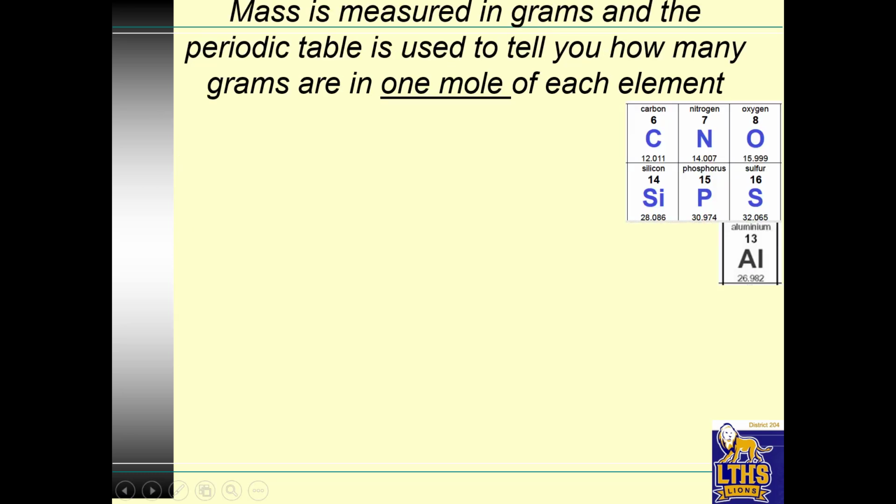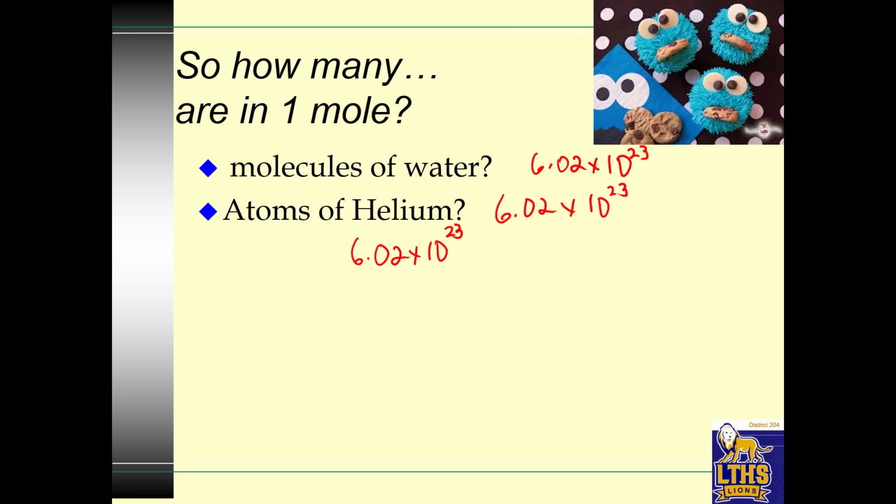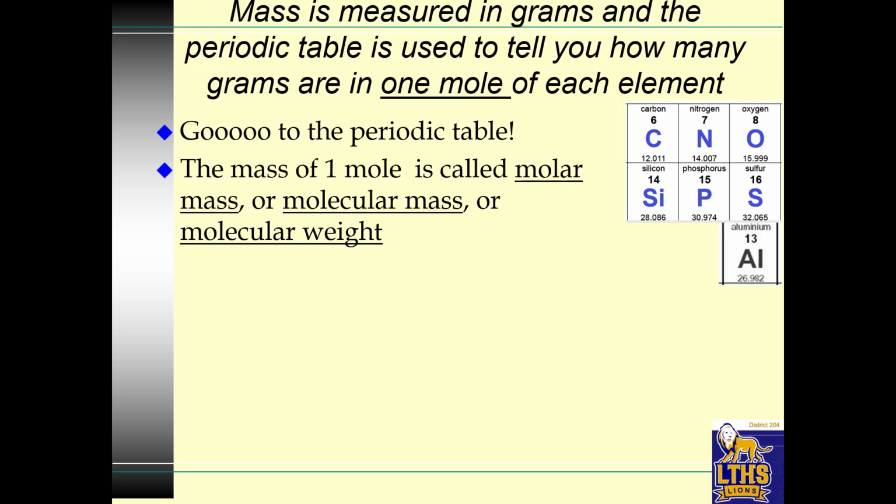Okay, so that's how moles are related to counting. Moles are related to volume. Now, how is mole related to mass? Well, the periodic table tells you how many grams are in 1 mole of each element. So you got to go get grams from the periodic table. The mass of 1 mole is called its molar mass, its atomic mass, its molecular weight, its molecular mass, all of those words. Okay.